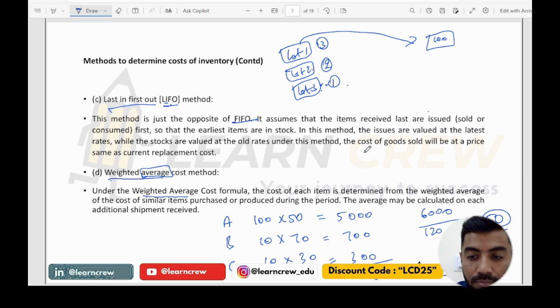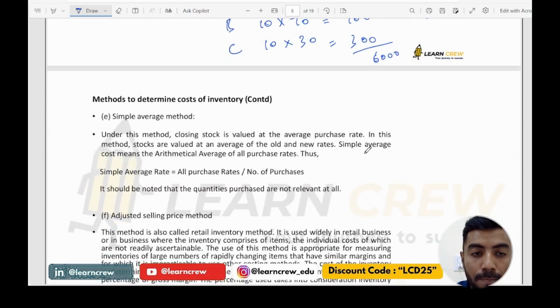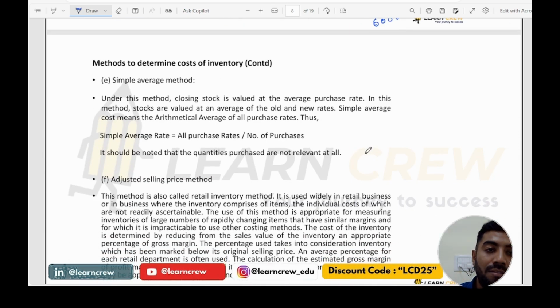Next, we'll look into it. In the simple average method, closing stock is valued at the average purchase rate, without giving any weights. In this method, stocks are valued at an average of old and new rates. Simple average cost means the arithmetical average of all the purchase rates. The simple average rate is equal to the sum of all purchase rates divided by the number of purchases. It should be noted that the quantities purchased are not relevant at all.